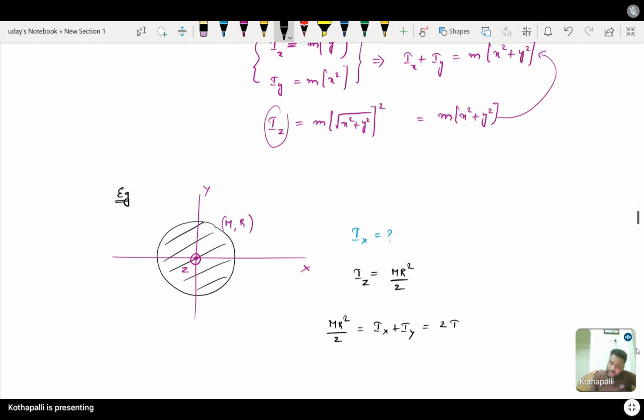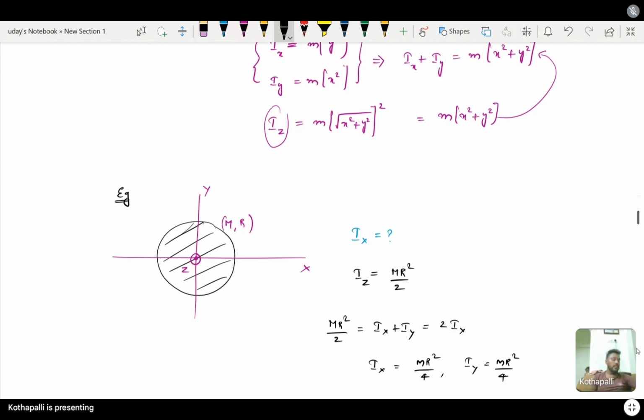It is nothing but 2 times Ix only, no? Why? However the mass is distributed for the x-axis, the same happens for the y-axis: above the x-axis half of the mass is there, below half of the mass is there. Like that for the y-axis, the left side is half the mass and the right side is half the mass. So the mass distribution for the x-axis and y-axis is exactly the same, which means the moments of inertia about x and y will be the same. So Ix will be what? Similarly, Iy will be what?